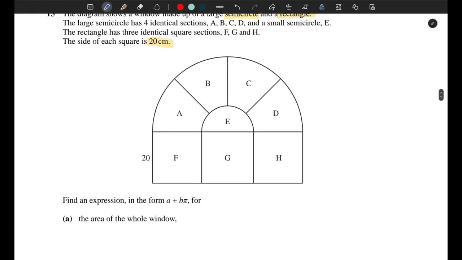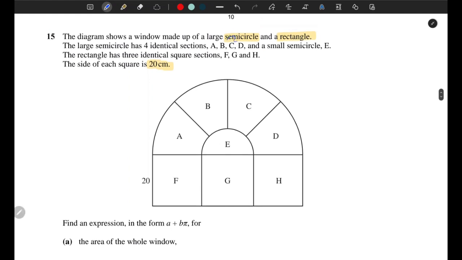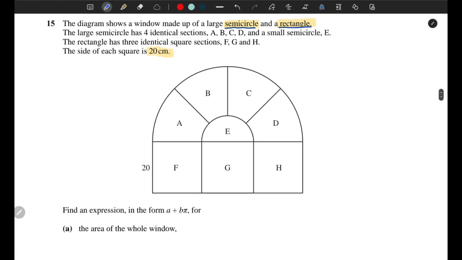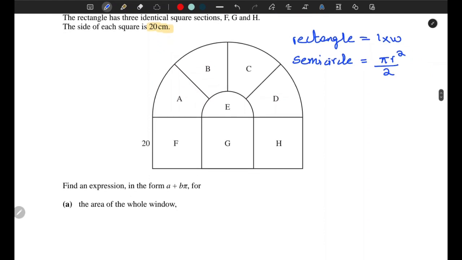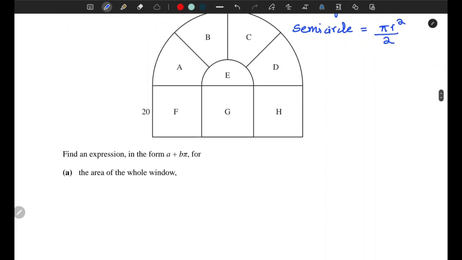So let's try to break this down. और ऊपर से इनने question में भी break down किया हुआ है. We have a semicircle and we have a rectangle, both of which we know the formula for their area. Rectangle का क्या होता है? Rectangle का length into width होता है. Length into width. Semicircle का is pi r square. Pi r square is circle का area का formula, and we divide this by 2 because semicircle है ना, so half of a circle.